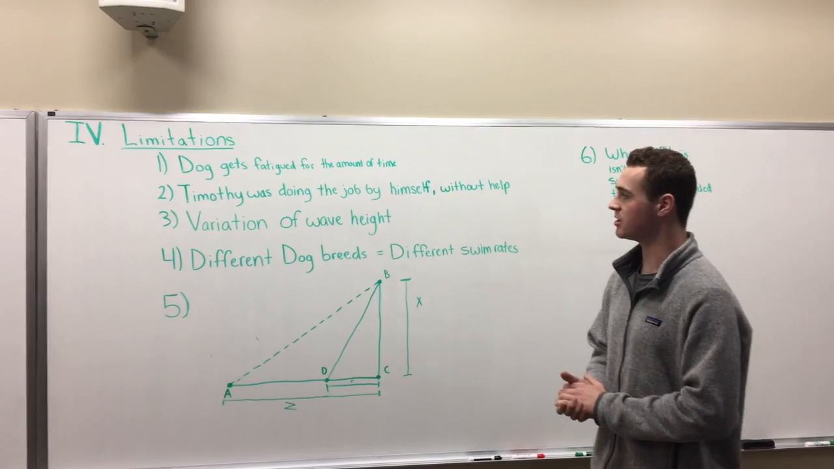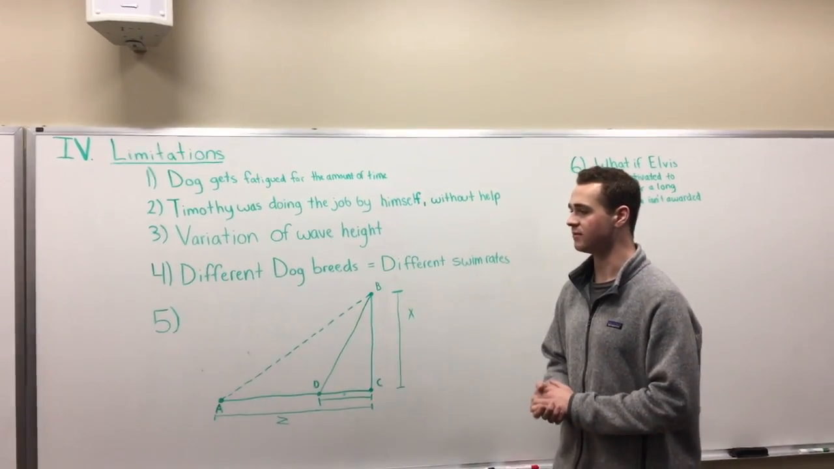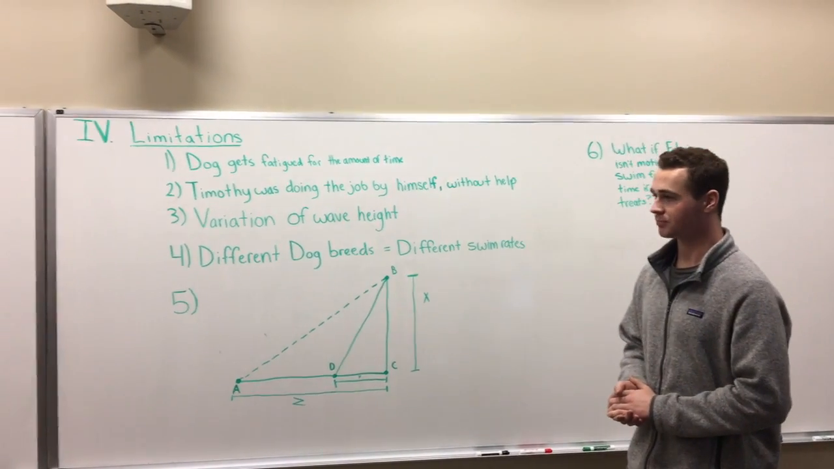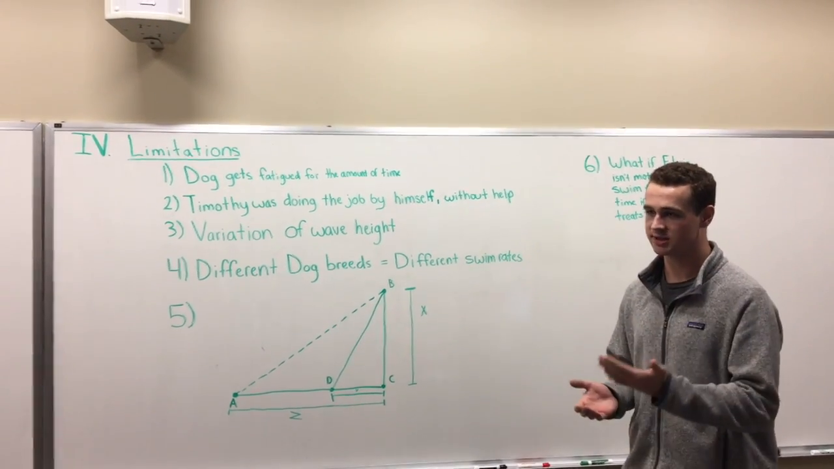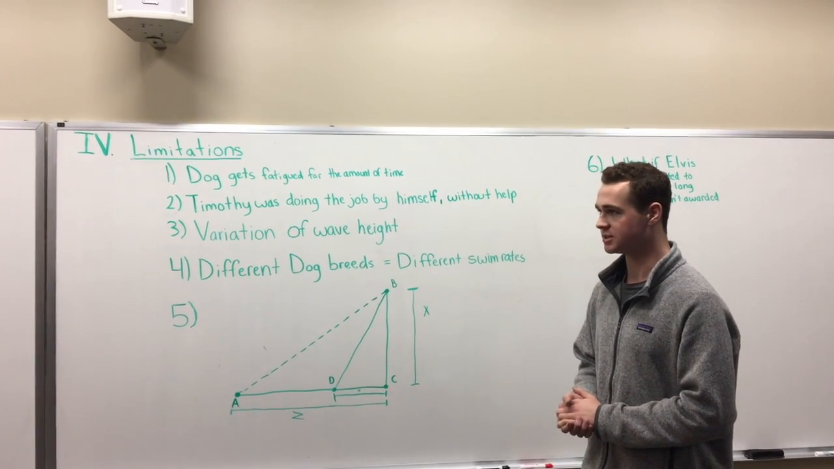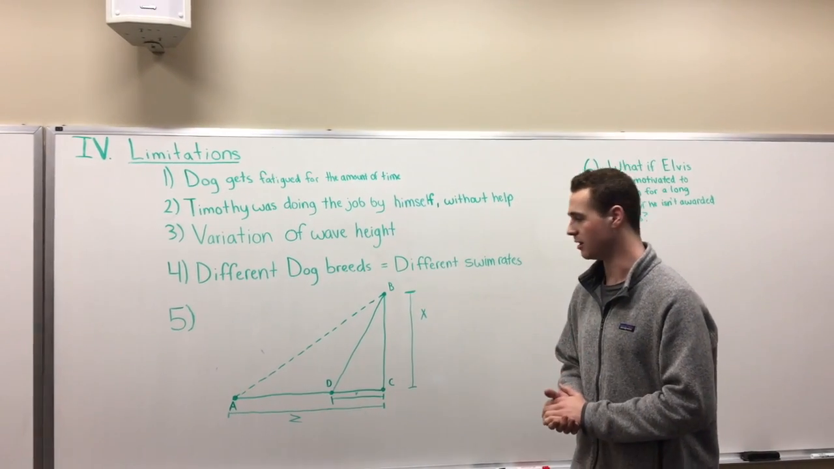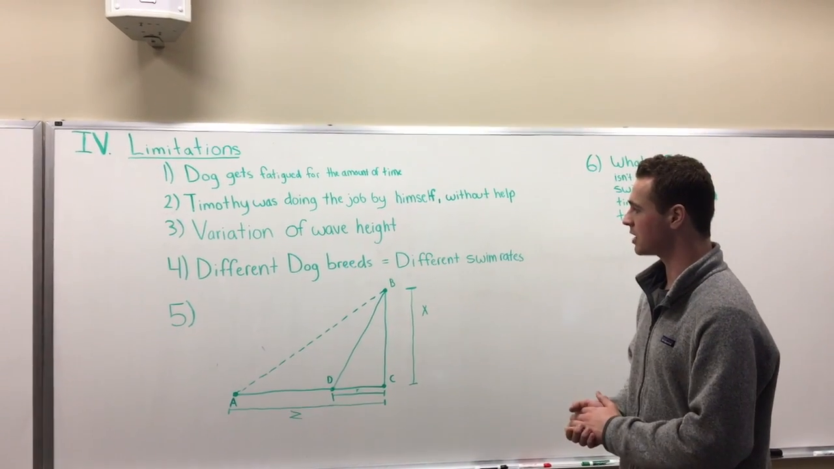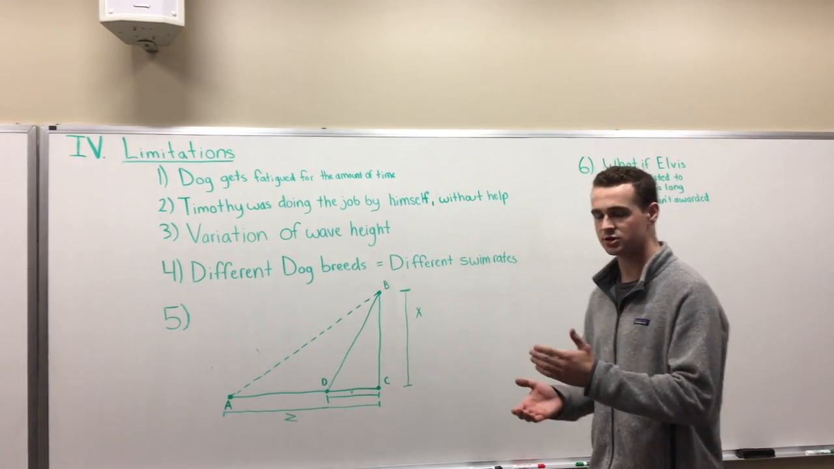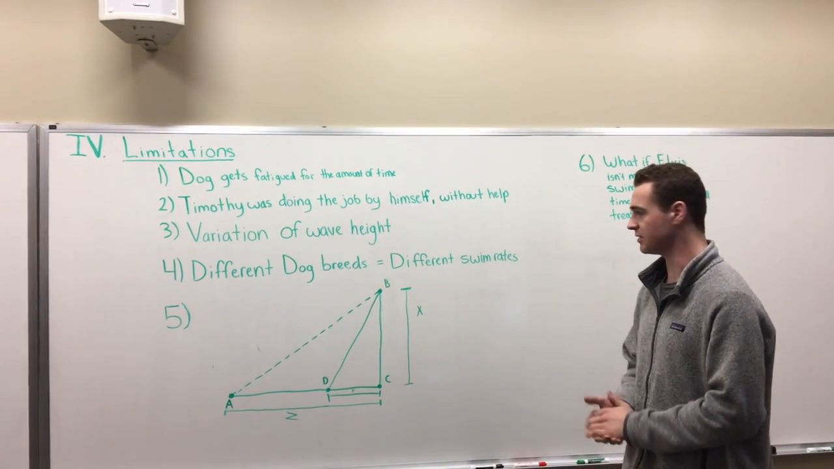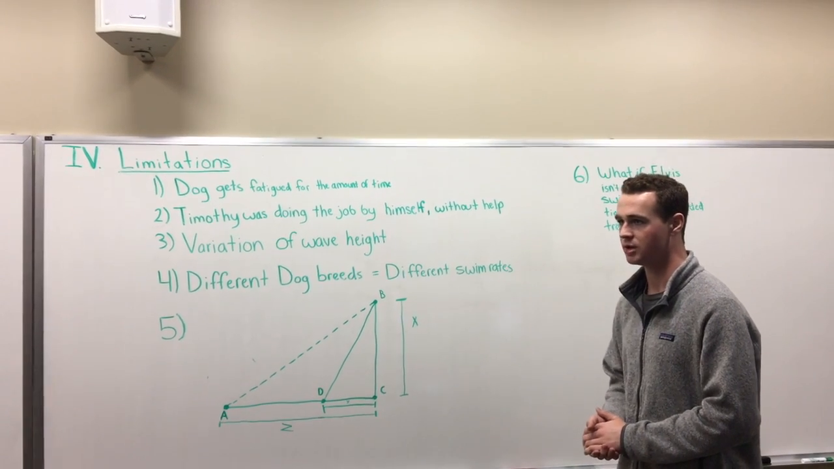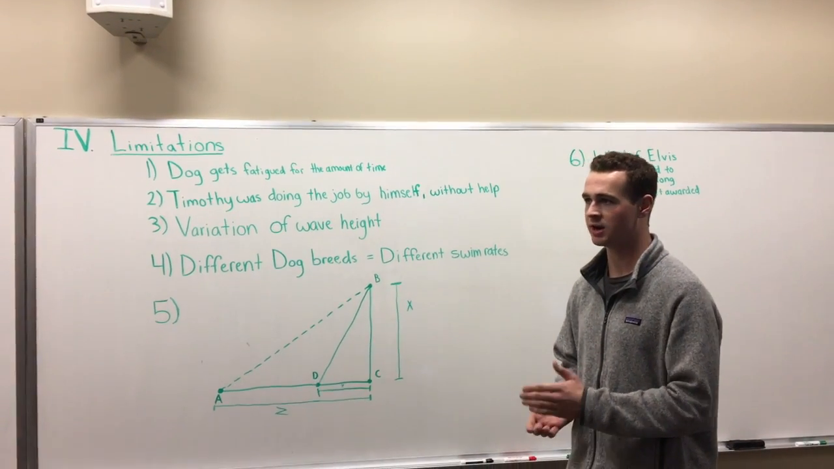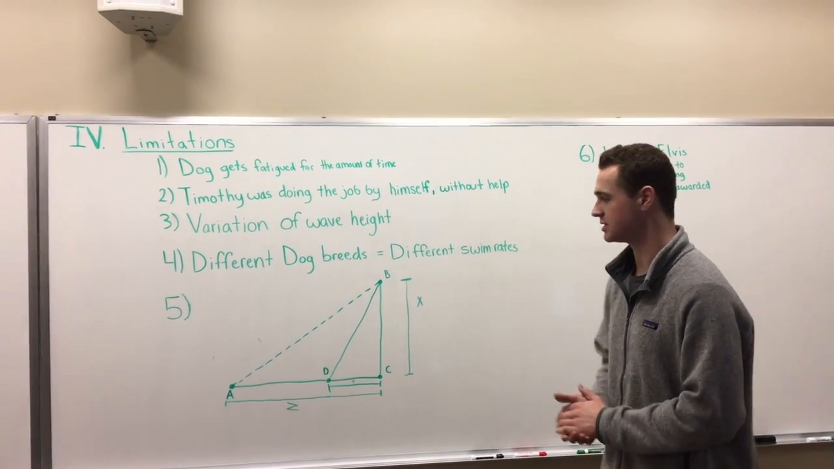The third limitation that we thought of was the variation of the wave height. As Elvis is swimming out, the wave height could change throughout the course of the day, and this causes the times to be a little off depending on the height of the waves. And another one that we came up with, more of a logical sense, is that different dog breeds can cause different swim rates. For example, the swim rate of a retriever is going to be a lot faster than the swim rate of a terrier, just because of their size.